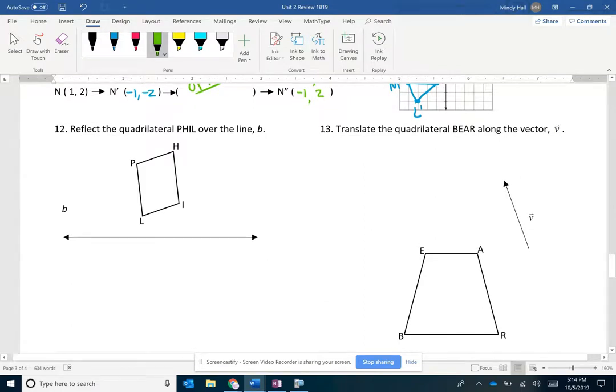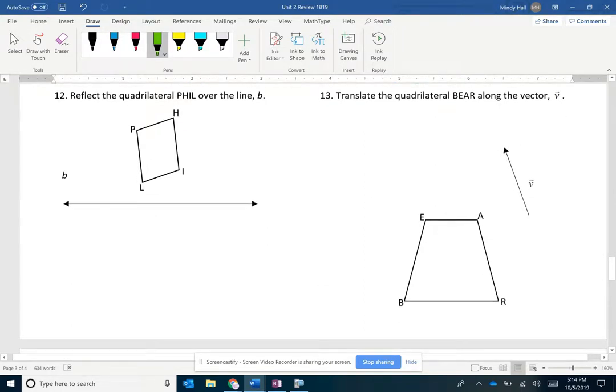So now we are going to reflect quadrilateral fill over the line B. So remember when we are doing this, you want to draw the line so that it makes a 90-degree angle with your line of reflection. And then you're going to extend about the same length on the other side and put your point. So this one would be L prime.